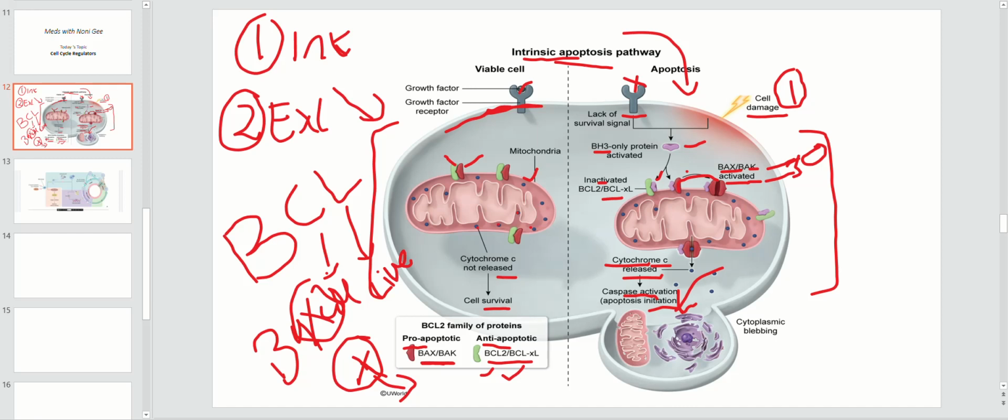The difference is that when the ligand is bound with the receptor, it causes the activation of the caspases, and then caspases cause all that system, and they cause the release of the cytochrome C, which leads to the blebbing and the cell death. That is the apoptosis.